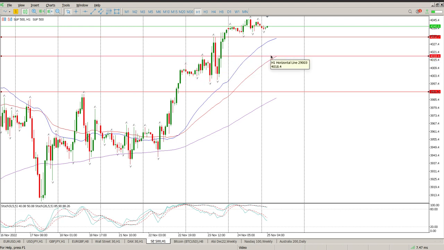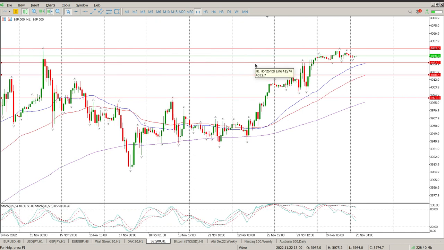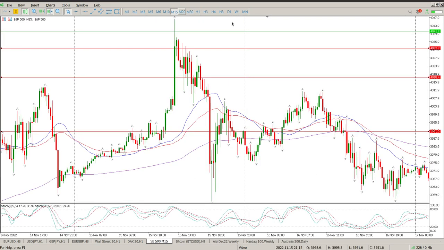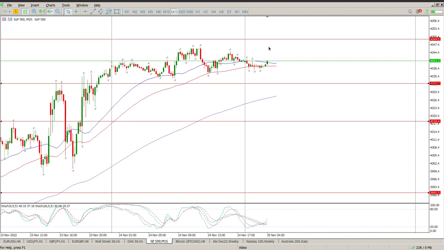So that's 40.18. Look at the oscillators easing off. So I suspect we're probably going to come back in this session, find some support, and then have a really short, quick attempt at getting through this 40.50 area.